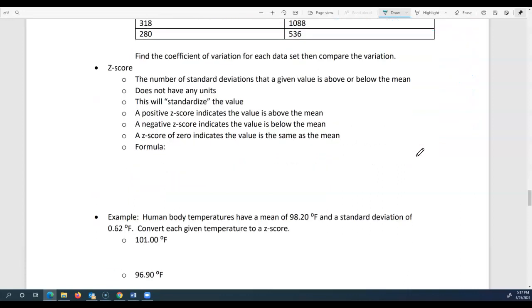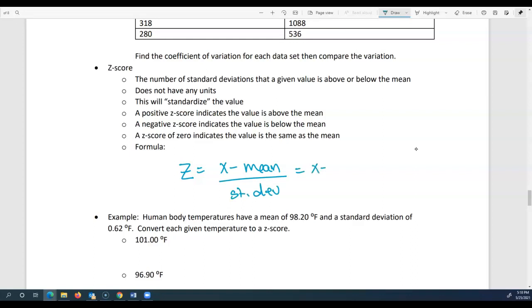So now let's talk a little bit more about z-scores. We kind of introduced this in the last section. We actually used the idea of a z-score for one of the problems. So to find the z-score, there's a formula that goes with it. It's always the x value minus the mean divided by the standard deviation.